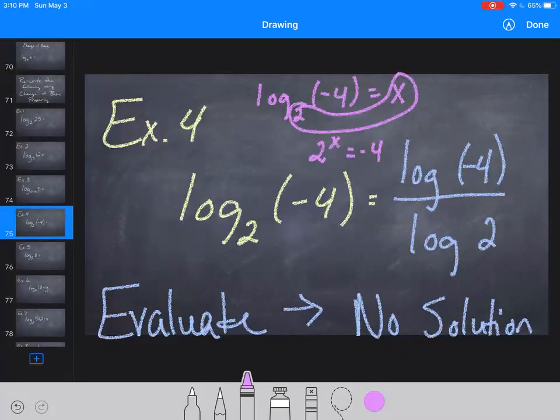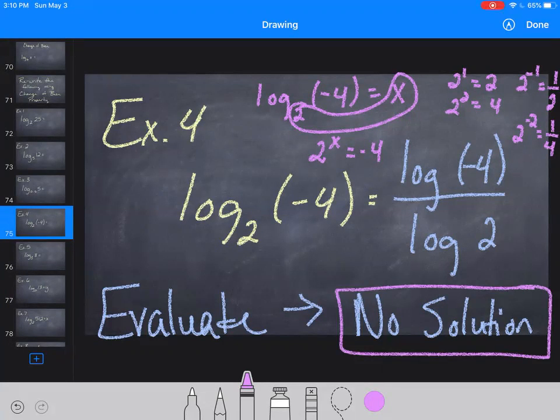If I were to think about this, I could say, okay, 2 to the first gives me 2. 2 to the second gives me 4. If I do 2 to the -1, I get 1/2, because remember, negative exponents move your numbers to the denominator. If I did 2 to the -2, I would get 1/4, because anything with a negative exponent makes you do the reciprocal of it. So this is an impossible situation. That's why it is no solution. I just wanted to clarify that for you.